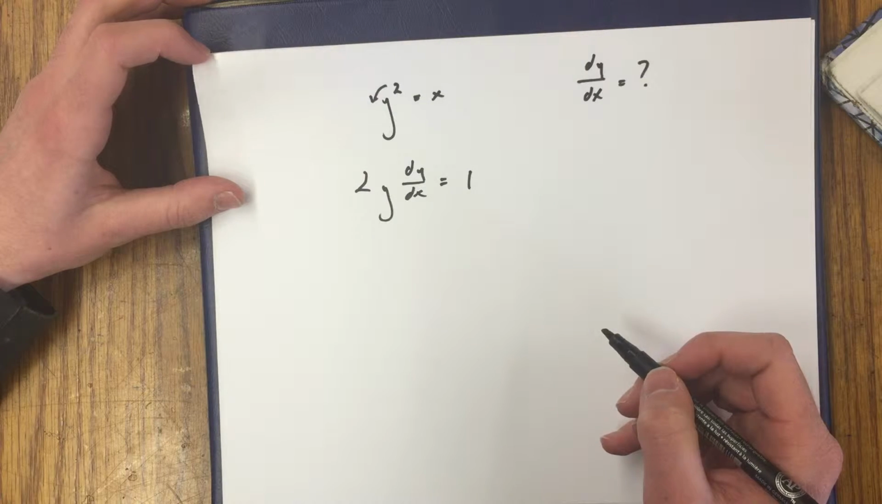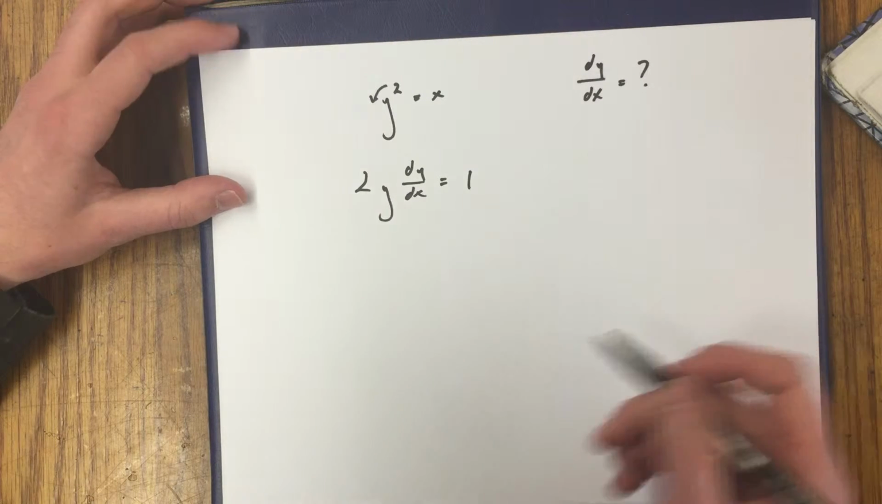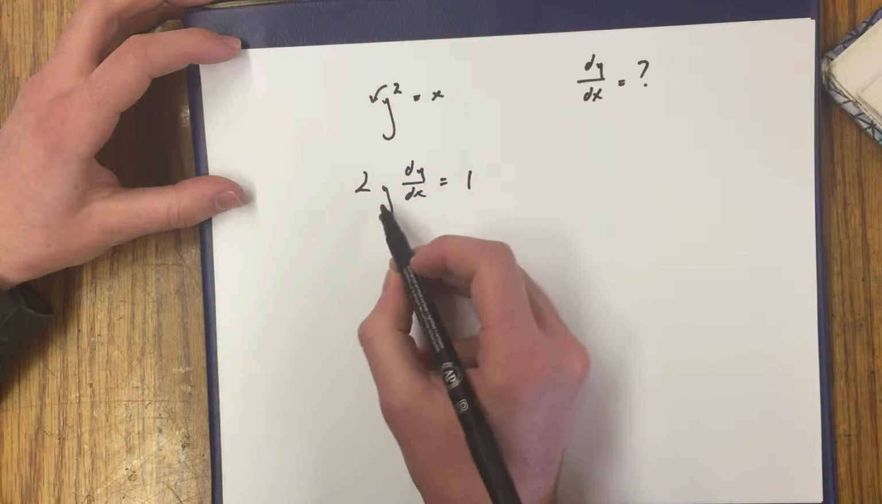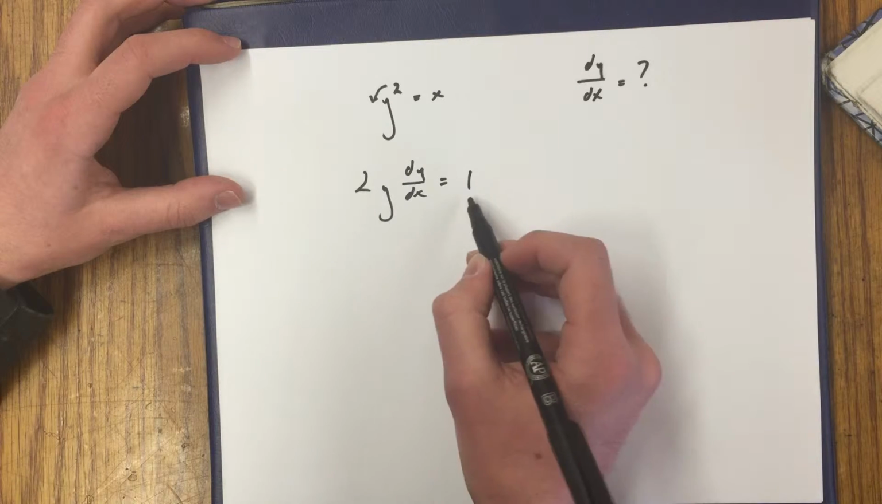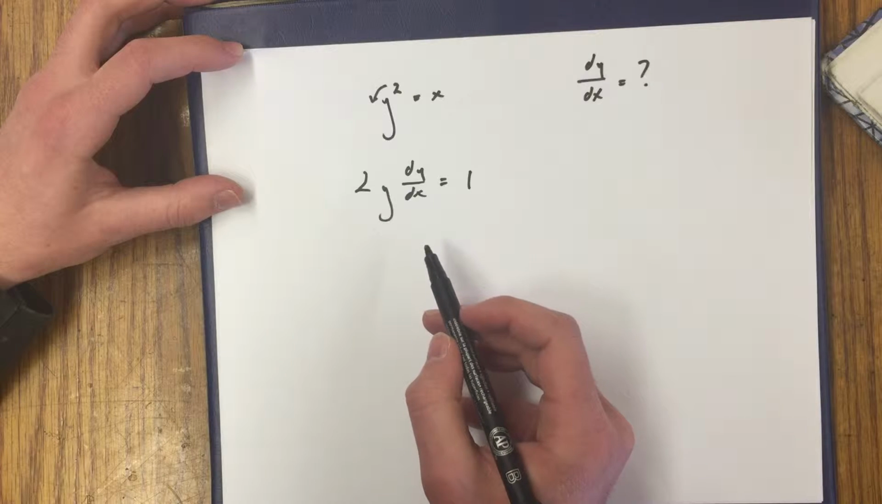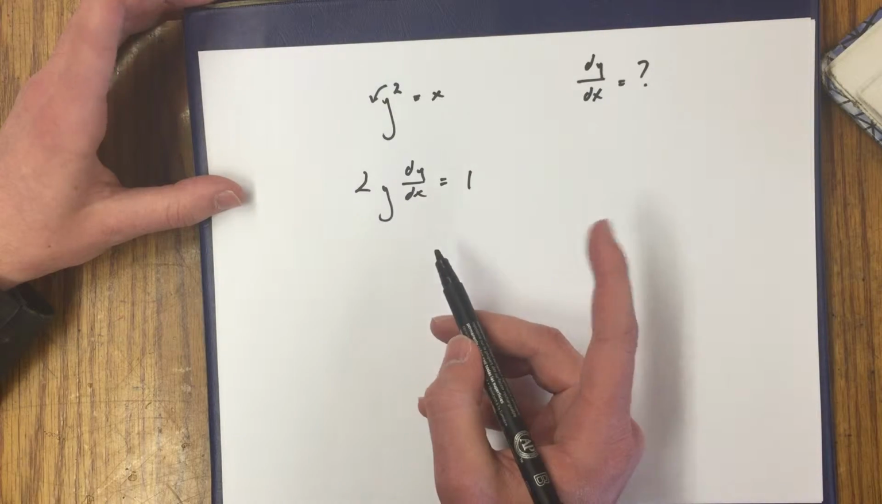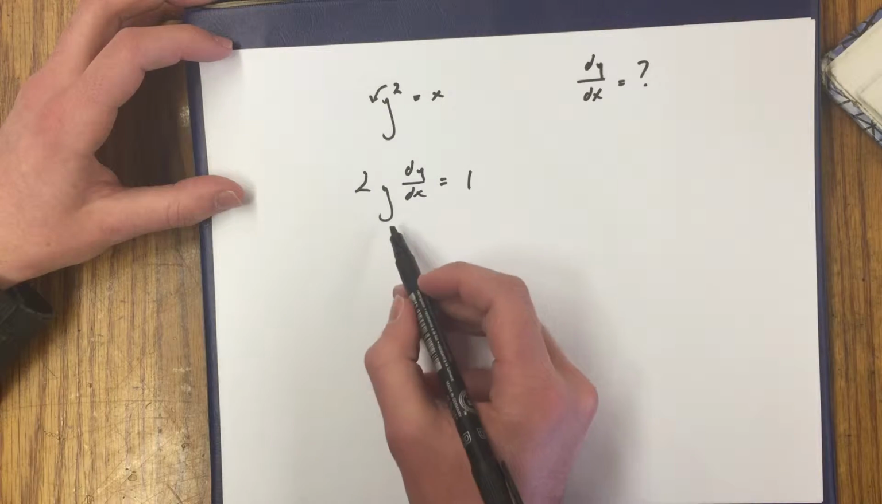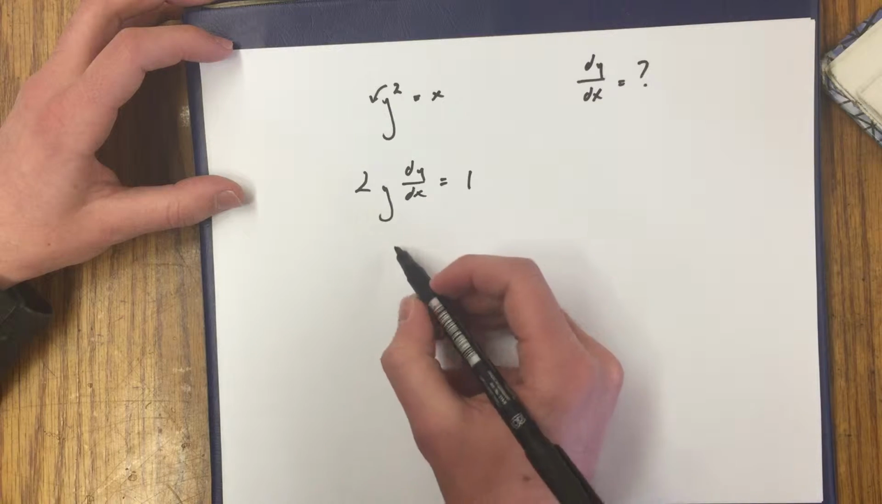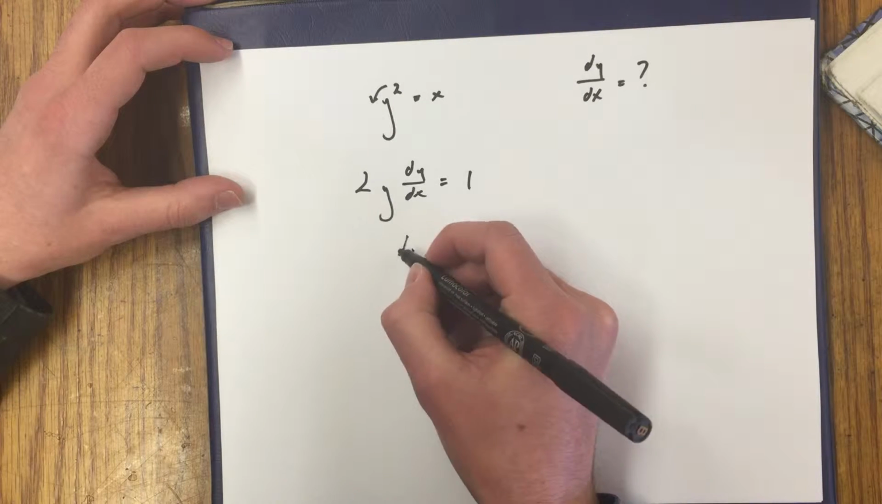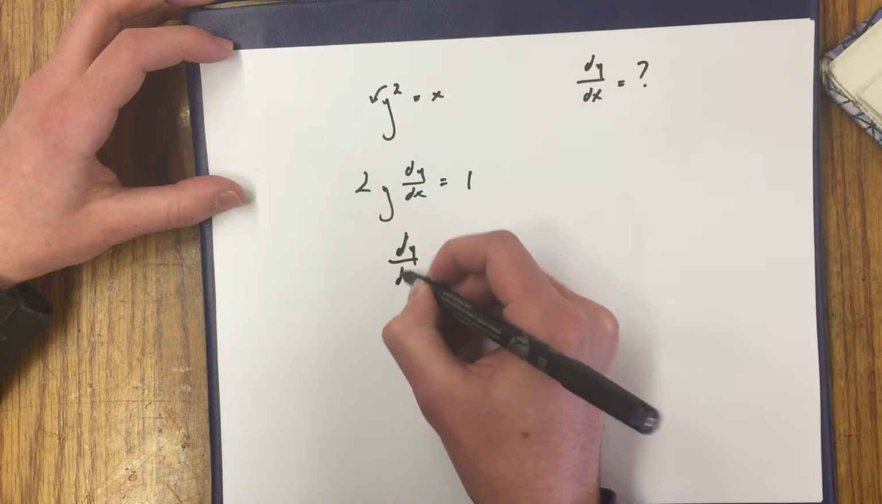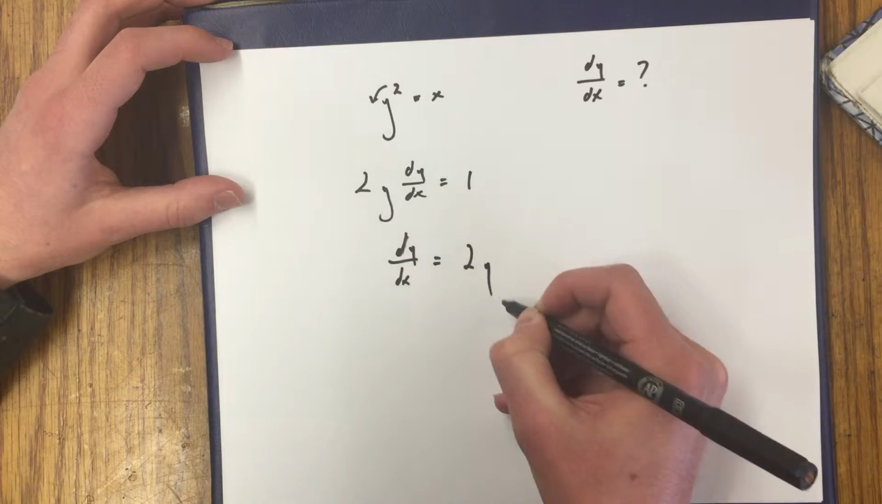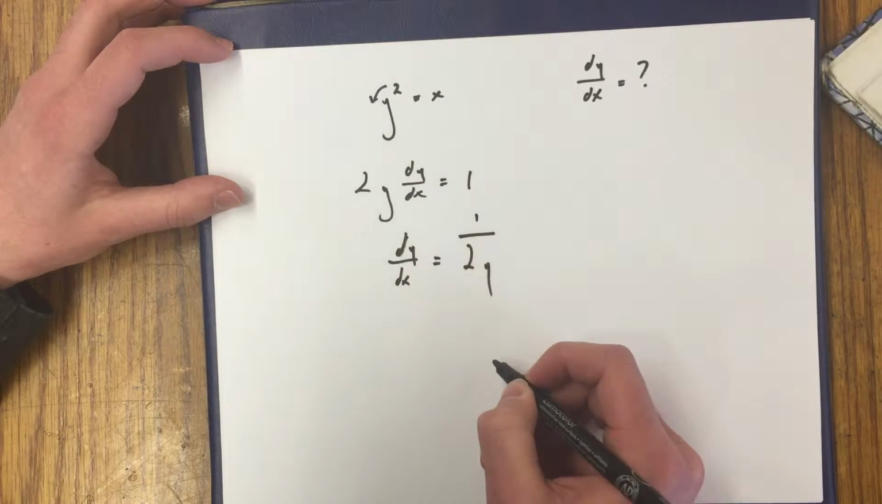So now we have to solve for dy/dx, meaning we have to get it on its own. What we're going to do is move 2y over to the other side. In order to do that, we have to divide both sides by 2y. So we get dy/dx equals 1 over 2y.